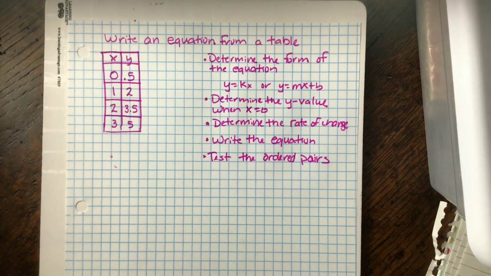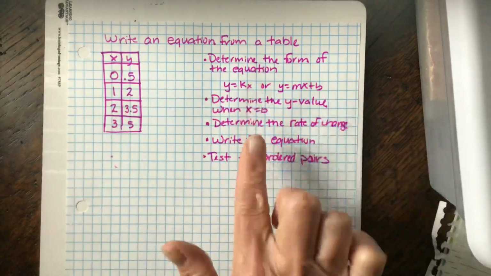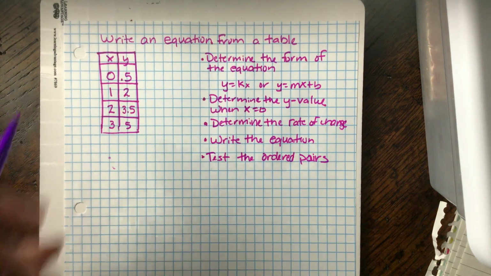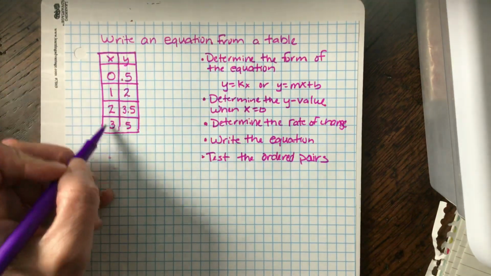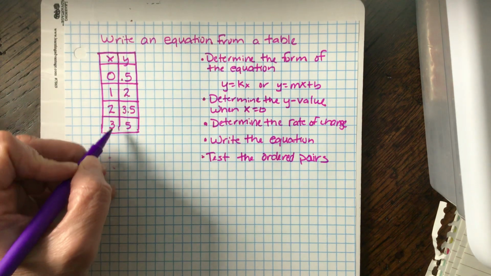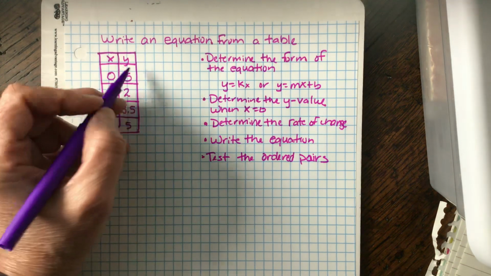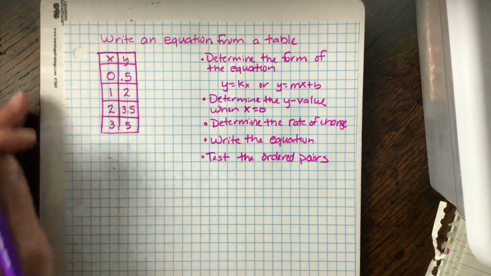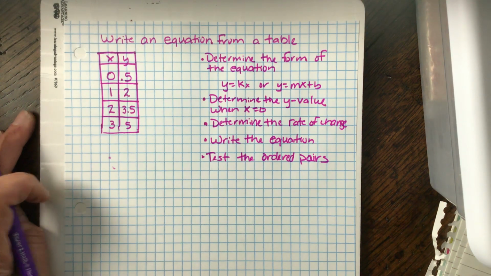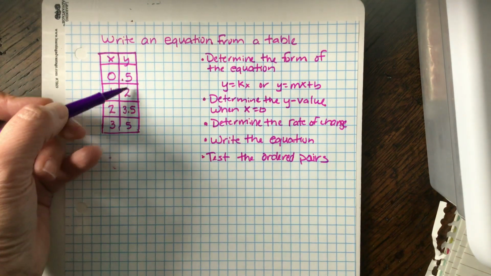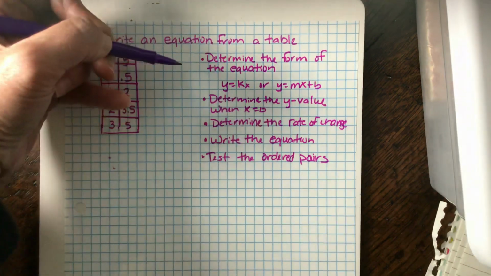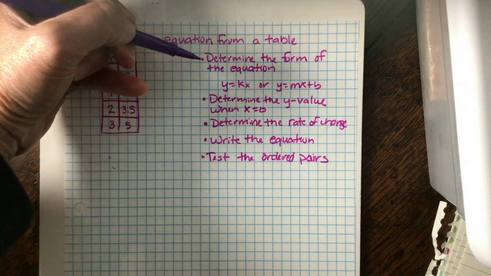Before we get started digging into all these different strategies, I always like to look at my table to see what I'm dealing with. One of the things I notice about my x values, and I like this in this problem, is that my x values are increasing by 1. I also notice my y values are increasing, which tells me my line is going to be moving upward in this direction.